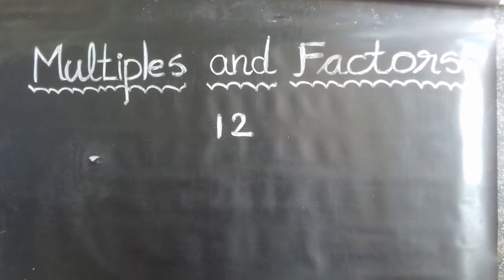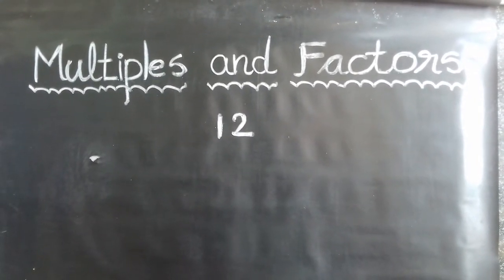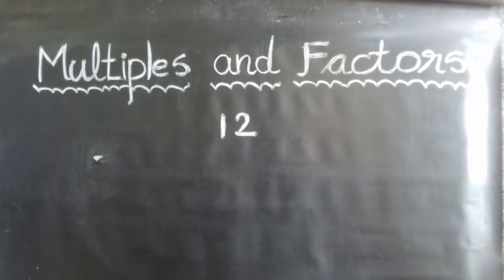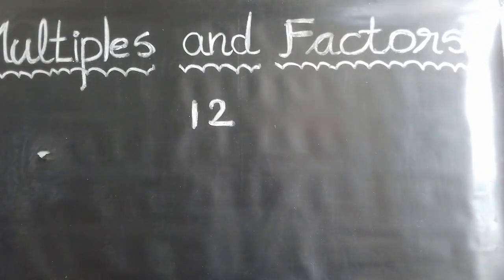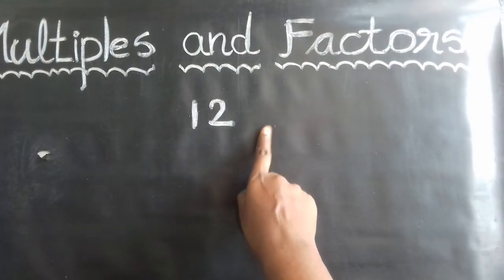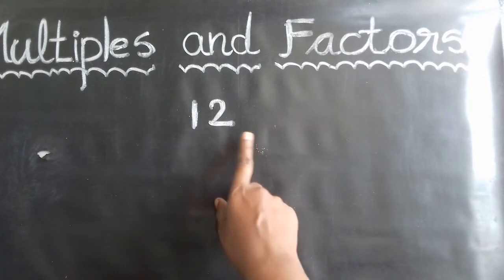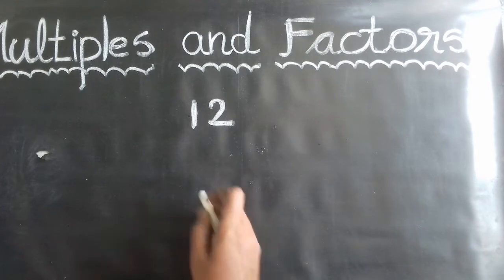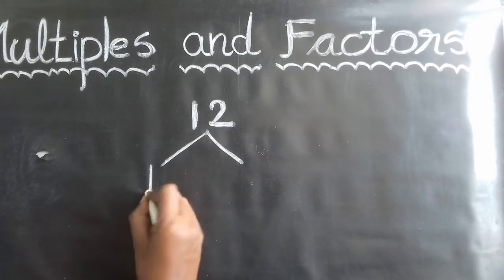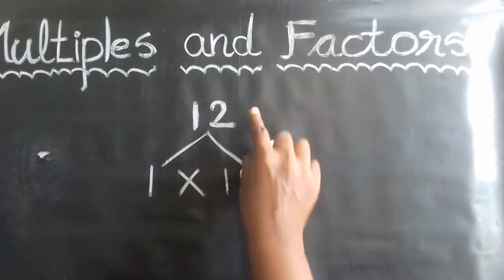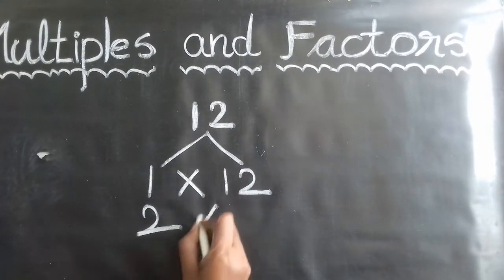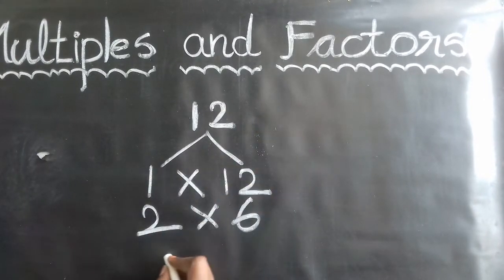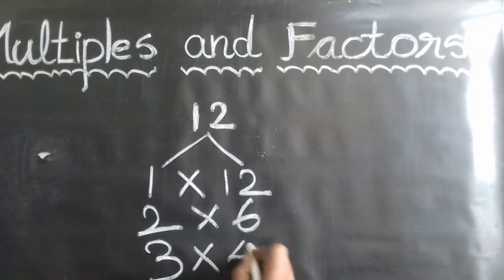In this session, we will learn multiples and factors and their difference with few examples. We know that a number can be expressed as a product of two numbers in many ways. We have taken number 12 as an example, and now we are going to express this number as a product of two numbers. So 12 can be expressed as 1 into 12 is 12, then 2 into 6 is 12, 3 into 4 is 12.